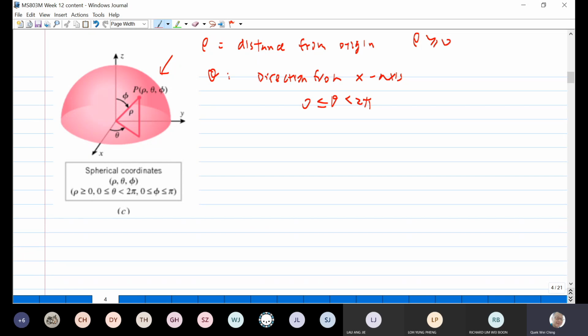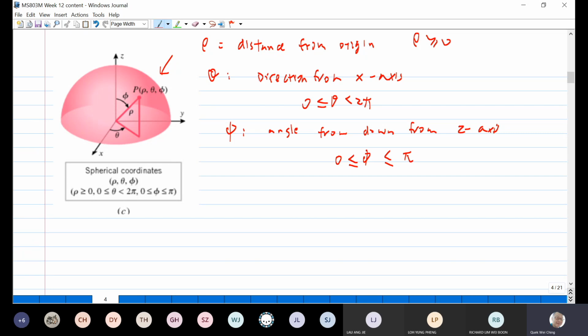And then there's another angle, this one. Now this angle is measured down from the z-axis. So you can see the diagram, measure down from the z-axis, and this angle will be from 0 to pi. Okay, 0 to pi, it can be equal to pi here. Okay, you can see that.